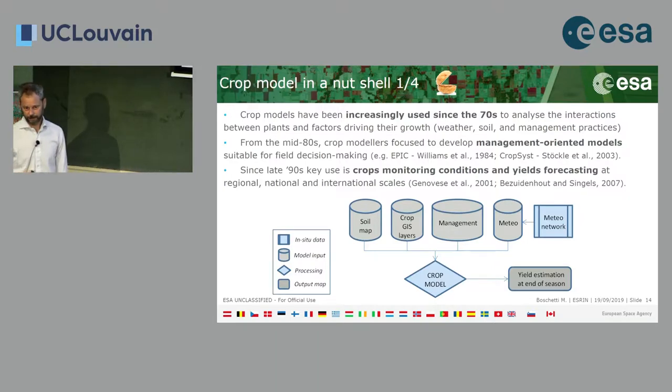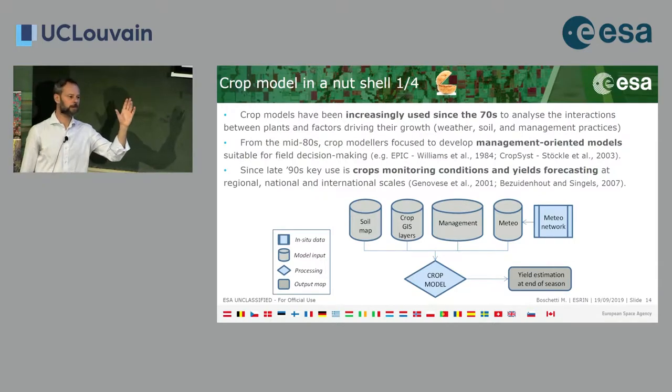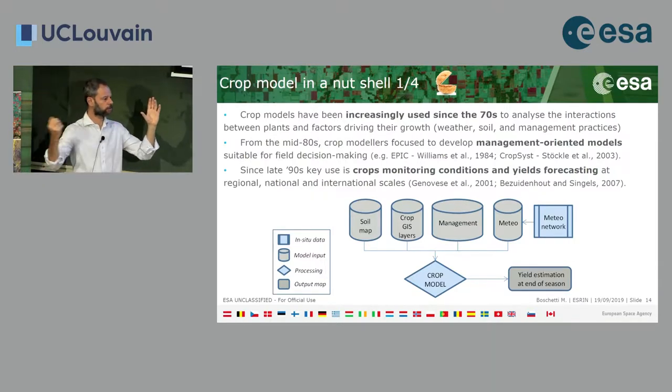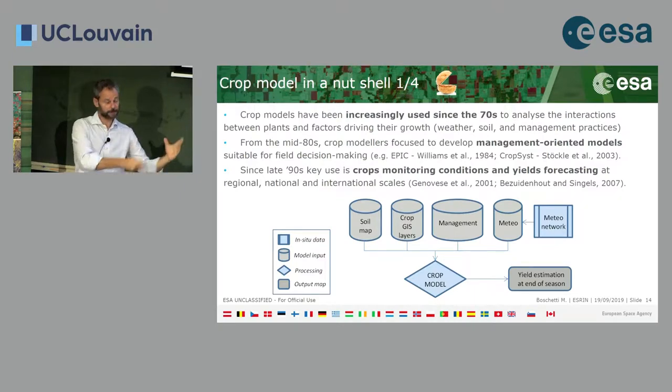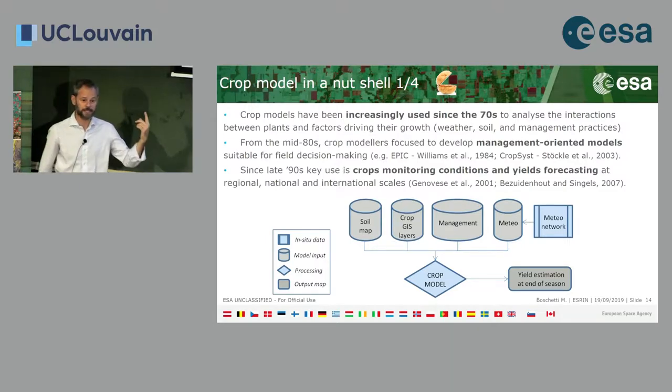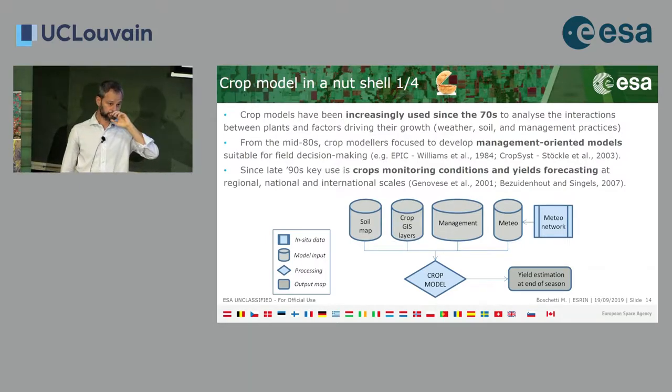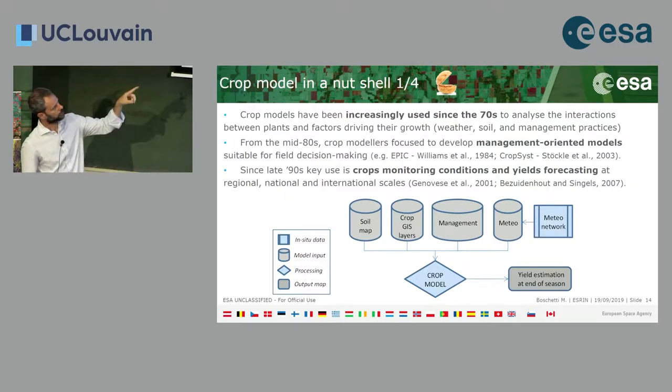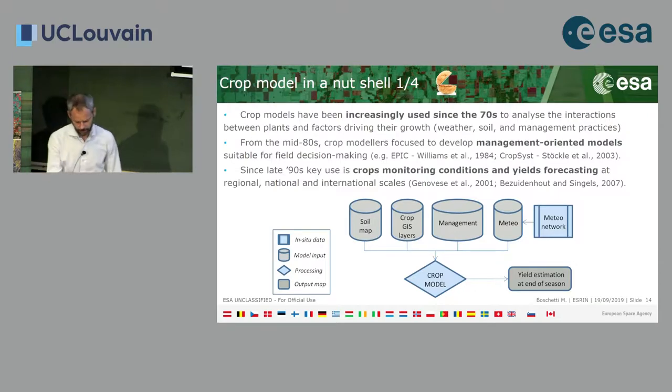So those are very effective. They were born to understand the physiology of the plant. Then in the 80s, some scientists decided, if I am able to reproduce the physiology of the plant, I can use it to support decisions, because if I change the decision, I can see what happens to the plant. And then someone else said, if you are able to reproduce the plant behavior, you can also do yield forecasts.